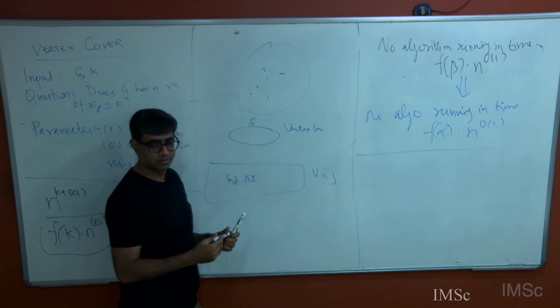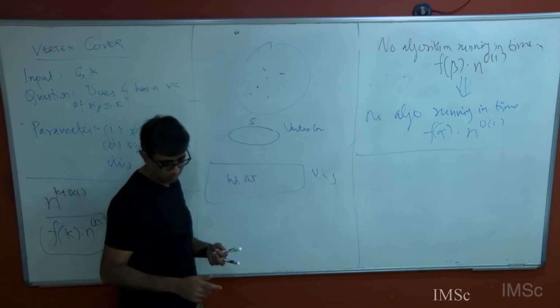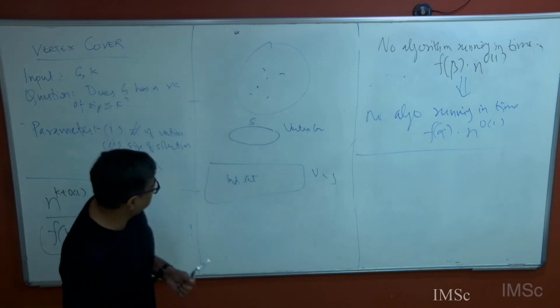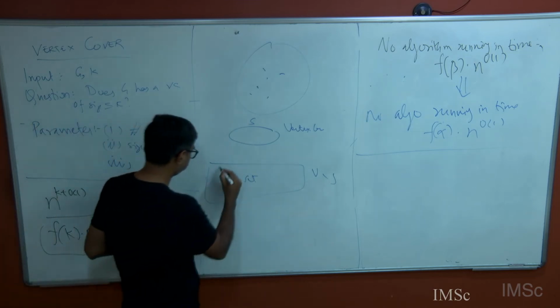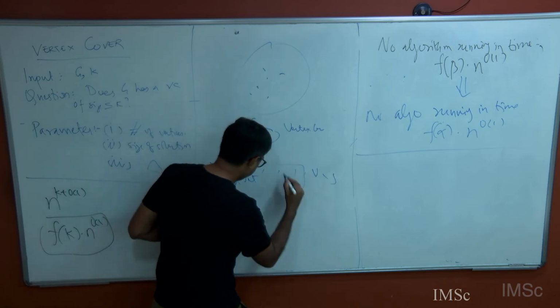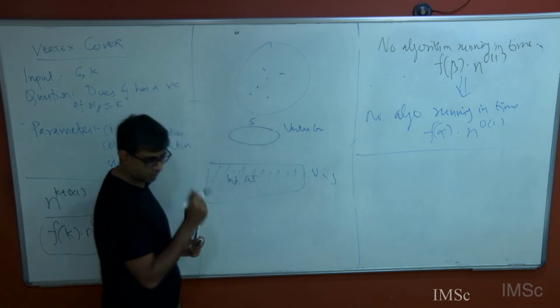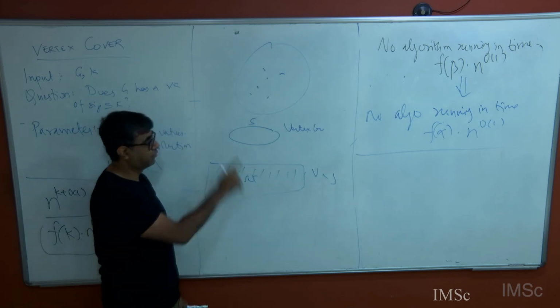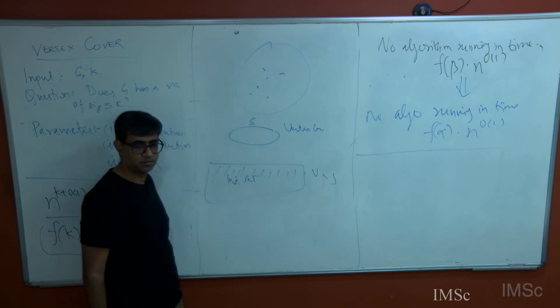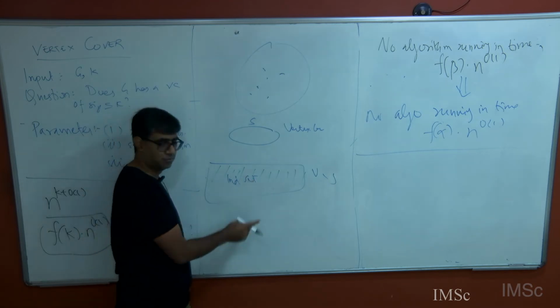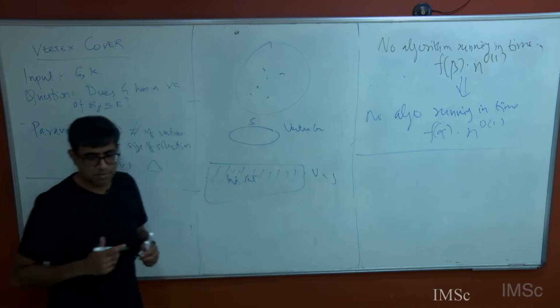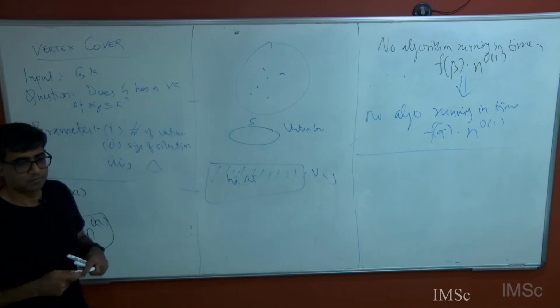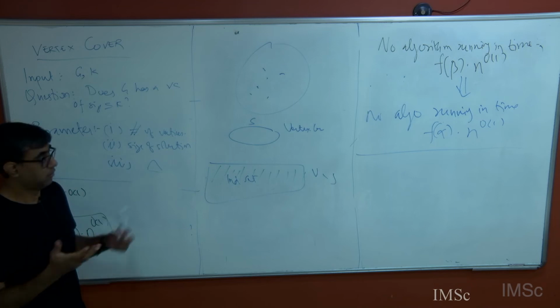So now if I gave you this independent set, can you then find the vertex cover? If I told you this is your independent set, can you tell me the vertex cover? Excellent. See?